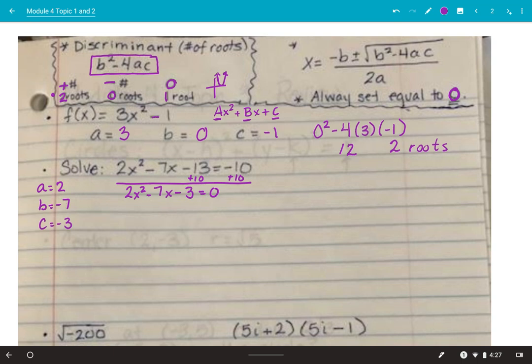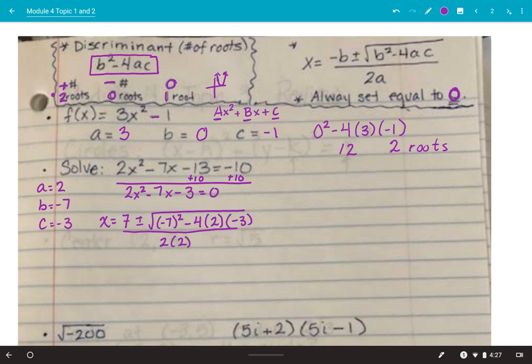Now all you're doing is plugging it in to your equation. So x is equal to the opposite of b. Since b is negative 7, we're going to go positive 7, plus or minus the square root of b squared. Since b is negative, put a parenthesis around it. Otherwise, your calculator is going to mess you up. Minus 4, it's always a 4, times a times c, all over 2 times your a.